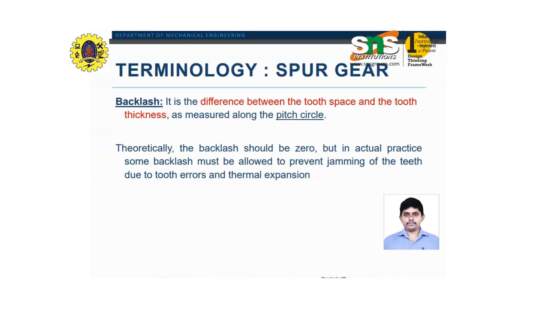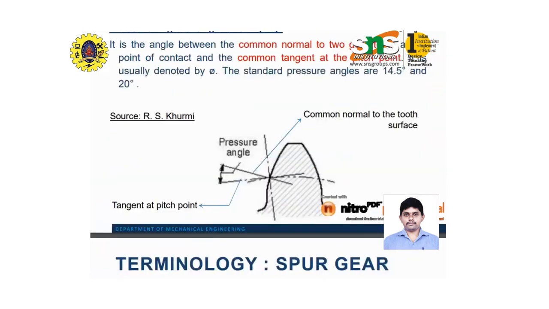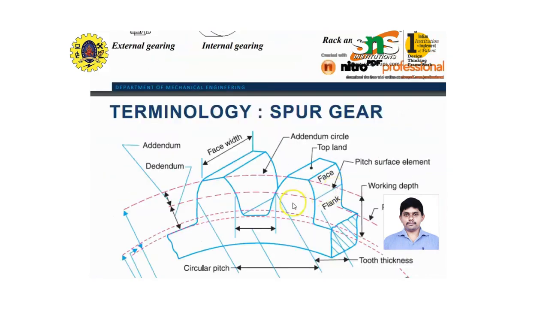And what is meant by backlash? Generally, backlash is nothing but the difference between tooth space and tooth thickness. Okay, so there are differences between the tooth space and the tooth thickness. Let us take one example. Here you just take this tooth and the second tooth. Let us assume it is the first tooth and let us assume it is the second tooth.